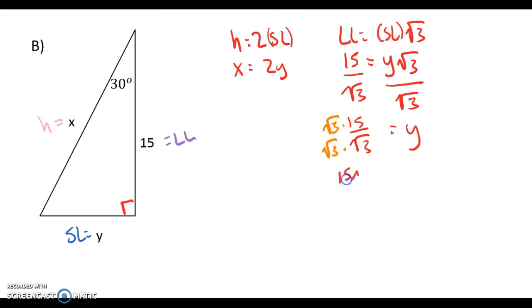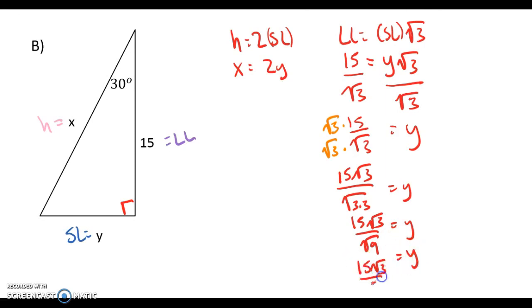So 15 square root 3 over the square root of 3 times 3. So y is equal to 15 times square root of 3 over square root of 9. So y is equal to 15 square root 3 over 3. And then reduce if you can. So y is equal to 5 square root 3.